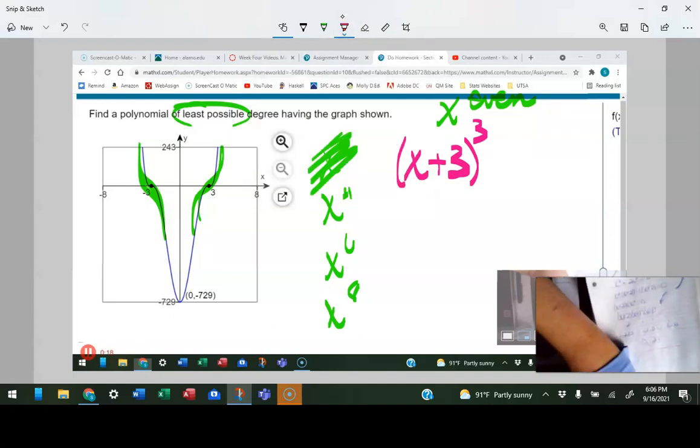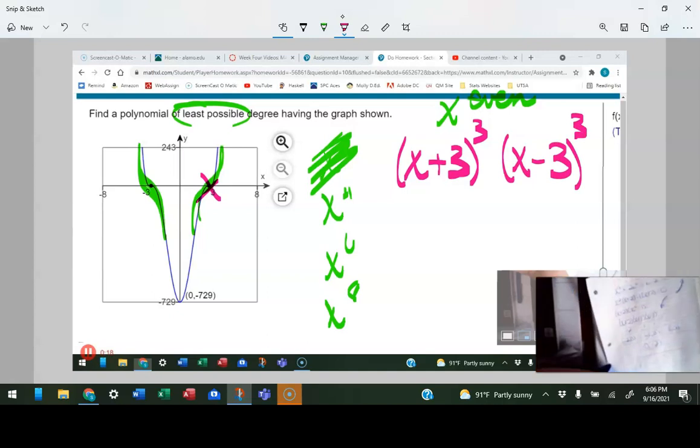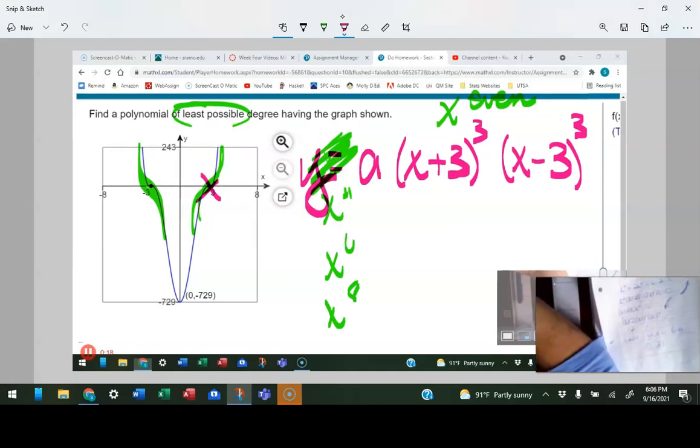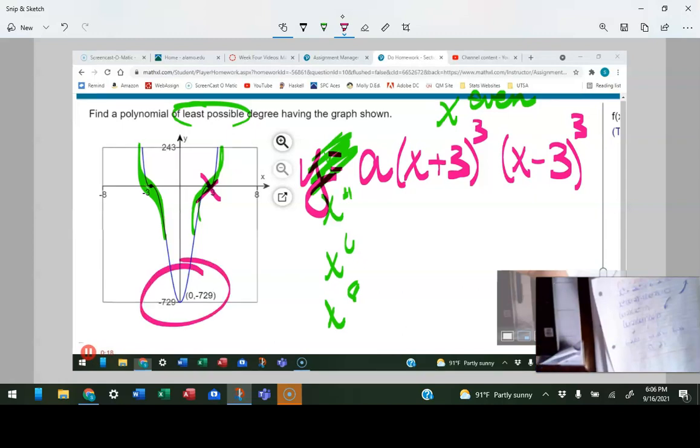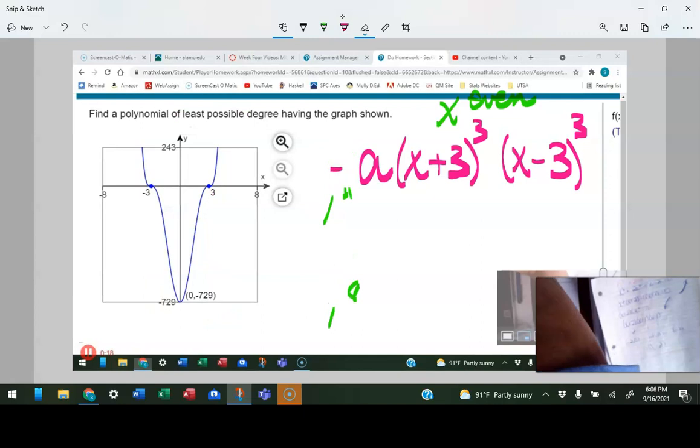So when I look at this now, my other one crosses at positive 3, which means my factor is x minus 3. And so far, that seems to hit all the criteria. So this becomes an x to the even. Okay, so I've got x plus 3 to the third, x minus 3 to the third, so that gives me a degree of 6. And then I just need to figure out how it drops all the way down to the bottom. So knowing all of that, I am going to erase some of this stuff. Sorry, it's messy.